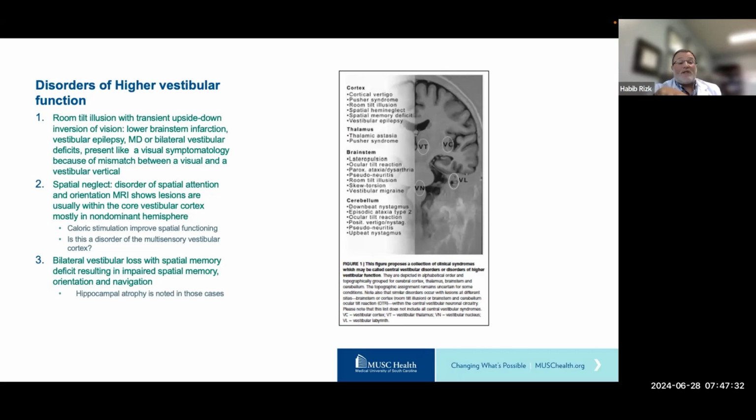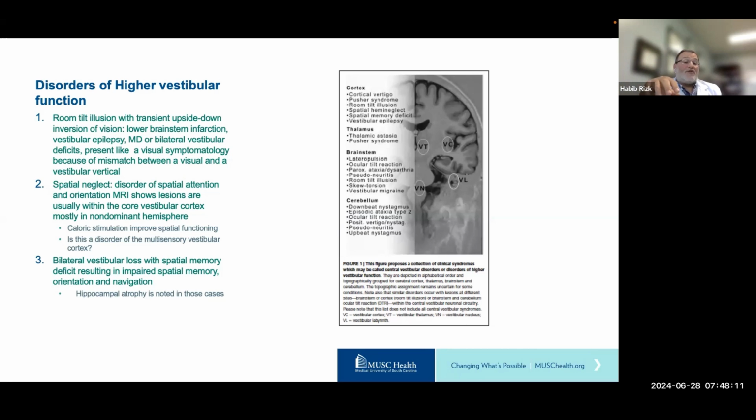The one we're most familiar with is the bilateral vestibular loss patients, whether it's a bilateral hypofunction or NF2 cases, with spatial memory deficits and hippocampal atrophy. But there are also two other disorders, like the spatial neglect disorders, which are usually due to strokes or lesions in the parietal lobe, close to where the vestibular cortex is thought to be in the human brain in the non-dominant hemisphere. And there's a question whether spatial neglect is not actually a type of multisensory vestibular cortex disorder.